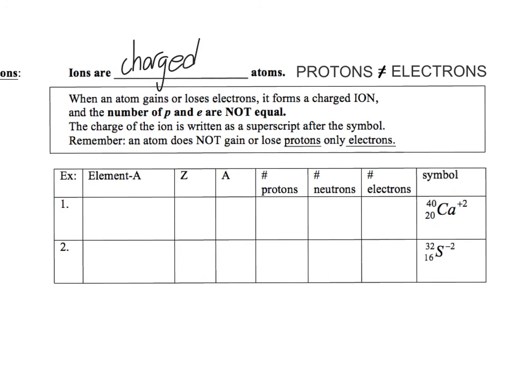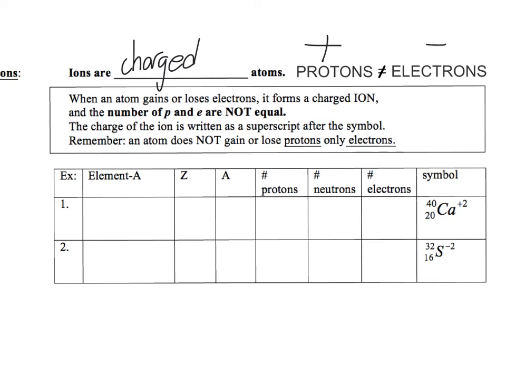Okay? And if it's charged, that means your overall number of protons does not equal your overall number of electrons. And that's a really important, distinct difference. Your number of pluses do not equal your number of minuses. Whichever one you have more of gives you an overall charge. So let's look at that first example.